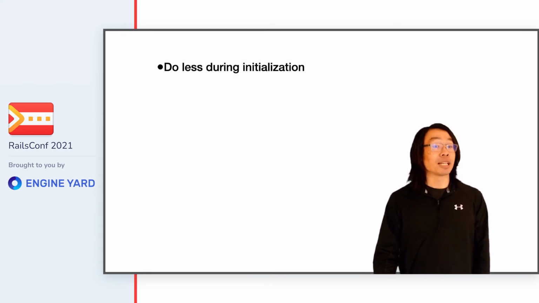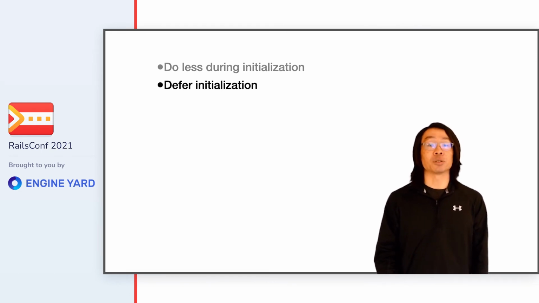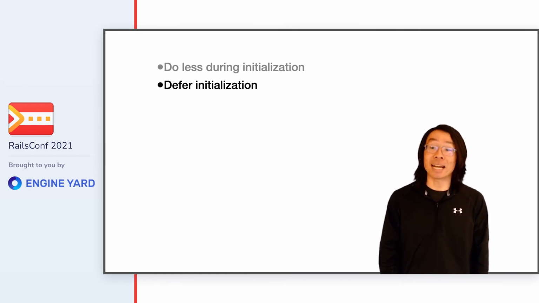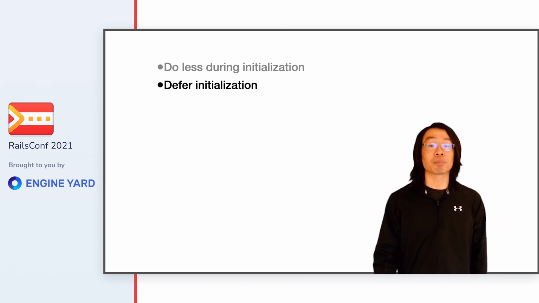Make initialization faster. Do less during initialization, less pre-computation, less cache warm-up, spend less time. Defer initialization. Rather than starting up or setting up a resource at app startup, consider initializing it lazily. Wait until the first time a request actually needs it, because cold starts matter. And they're going to matter more in this new world.